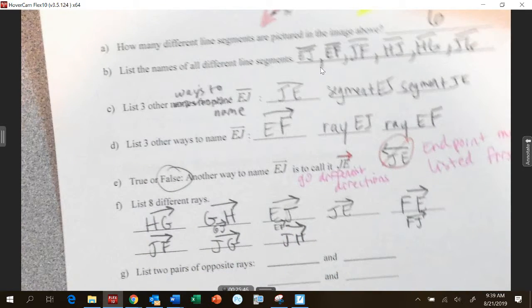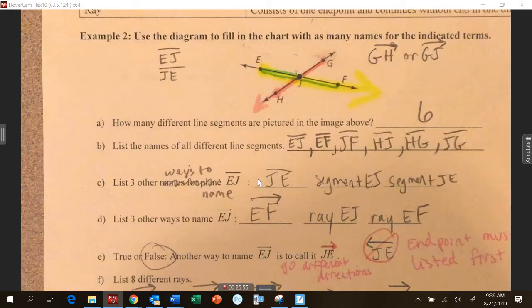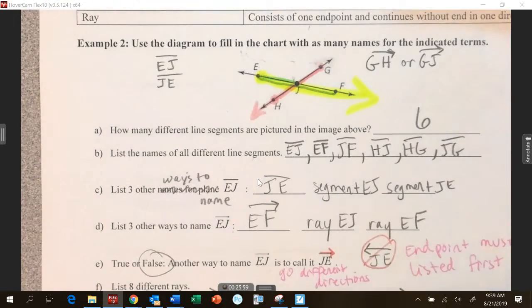All right, last part about this. Opposite rays. So opposite rays have an endpoint, and they go in opposite directions. They make a line. Opposite rays.